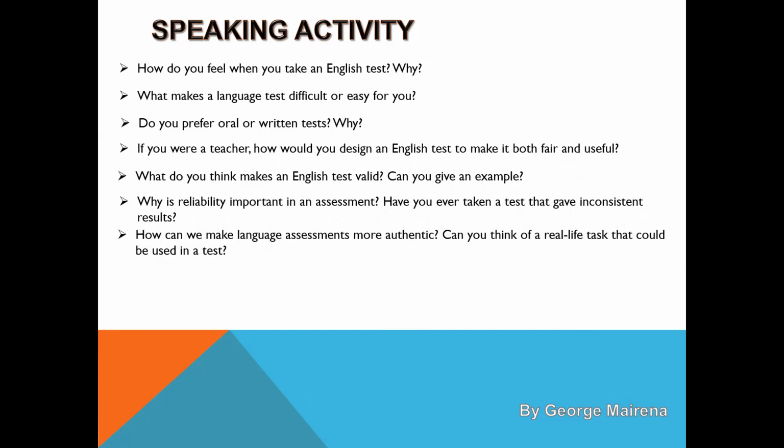What about this question? Why is reliability important in an assessment? Have you ever taken a test that gave inconsistent results? As you know, reliability ensures that a test produces the same results under similar conditions. I mean, let's suppose that you're going to test two groups, Group A and Group B. So the most important thing when we talk about the principles of assessment, reliability, refers to the consistency of the measurements, okay? So you expect to get the same results in both groups.